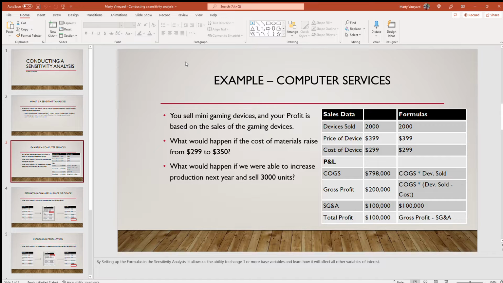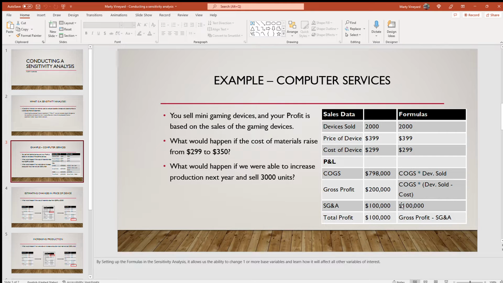So let's assume that you are a computer services company. You sell mini gaming devices, and your profit is based on the sales of these gaming devices. Right now, you expect to produce this year 2,000 devices. The price of the device is $399, and the cost of the device to make it is $299. You expect to have a gross profit of $200,000 to sell it, and you expect to have at the end of the year a total profit of $100,000.